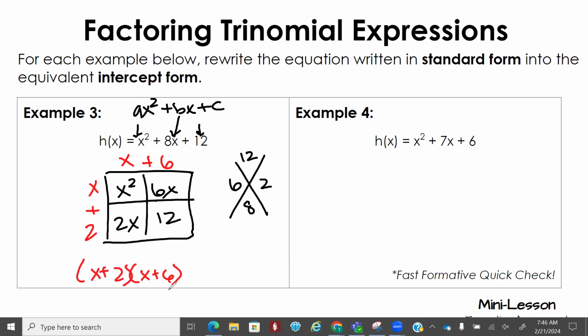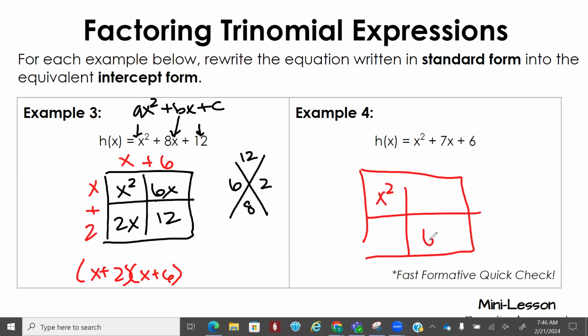How many of y'all got that right? Good, yes. Okay, cool. All right, on that next one, same concept. First goes in the first box, last goes in the last box. So we're going to do our big X. A times C gives us 6. B is 7. I really need you to get in the habit of saying A times C, because sometimes this number in the front will change from that 1. Now what two numbers can I multiply together to get me 6, but add together to get me 7?